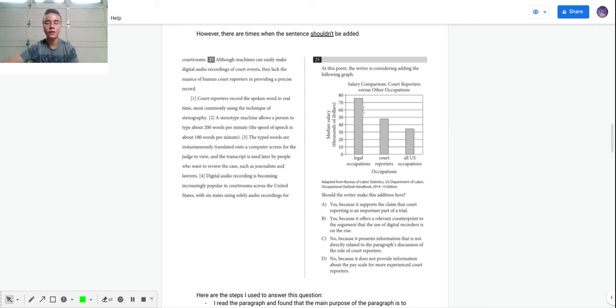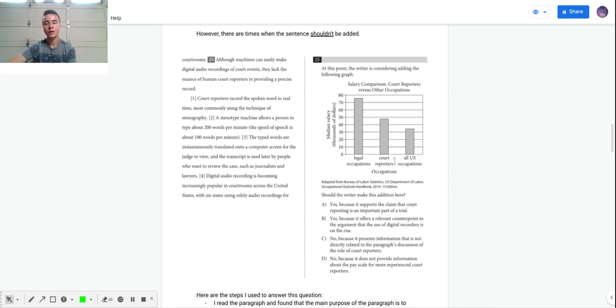So we're just going to look at this graph and see, first off, does it fit in with the purpose of the paragraph? It's talking about the salary comparison of court reporters versus other occupations. The salary is not very important in this context, so it seems like it's off topic. I think the biggest way to spot a sentence that should not be added is if it's off topic. So I'm going to say no right now, but I'm just going to look a little further.